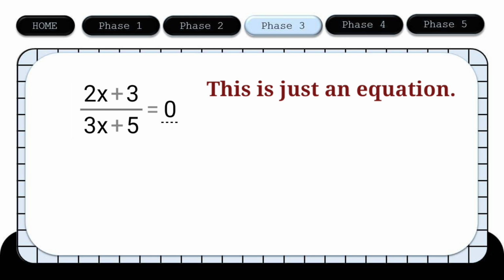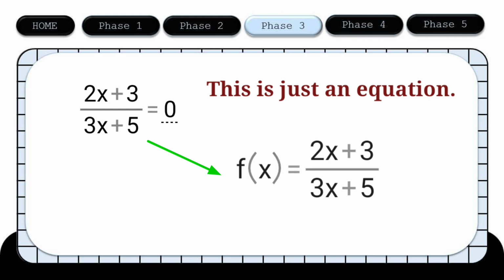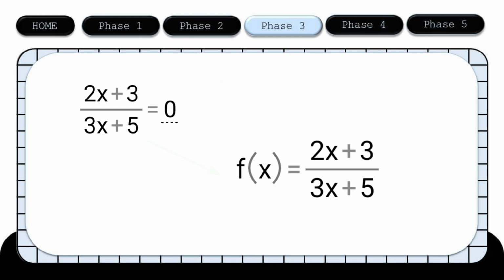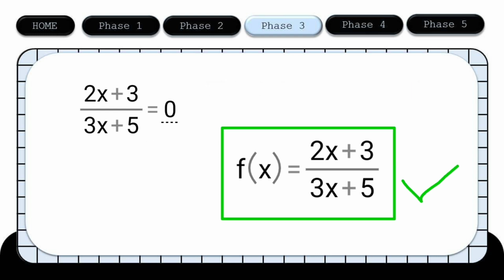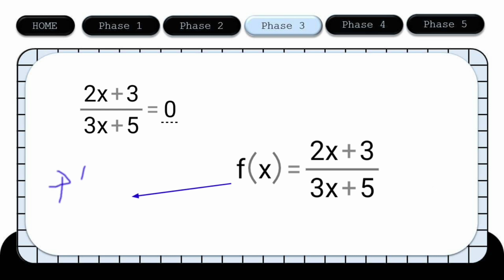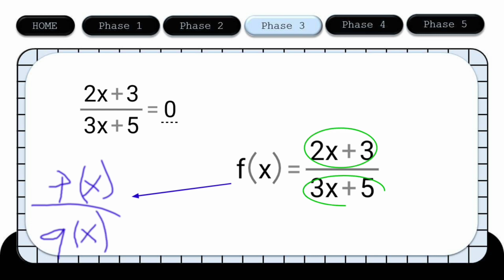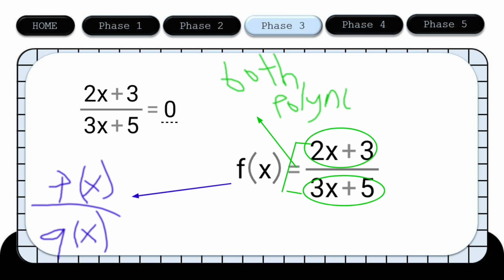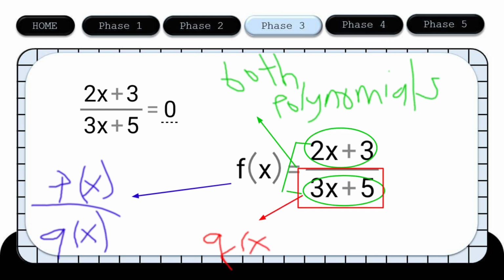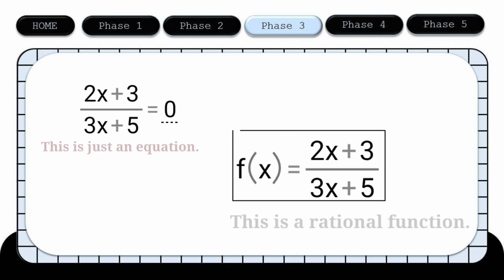Para maging function siya, dapat ay isinulat natin ito sa paraang f of x is equal to 2x plus 3 all over 3x plus 5. And this is a function. And this is a rational function as well. Dahil first, it's in the form of ratio. Second, both the numerator and denominator are polynomials. And lastly, ang ating denominator, this is not 0. So therefore, this is a rational function.